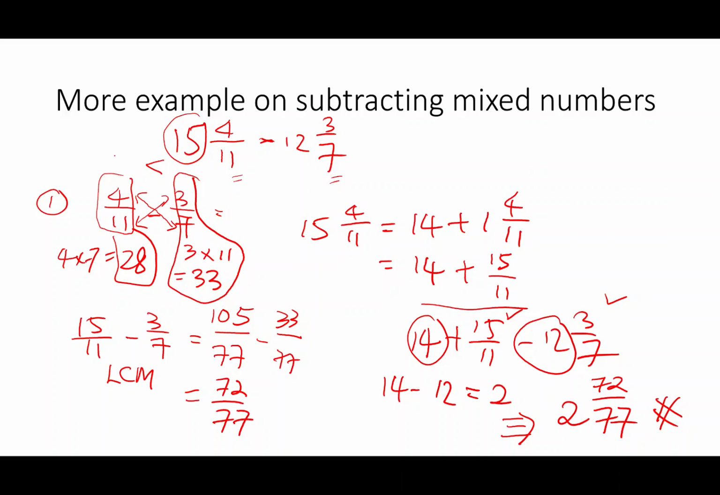As a summary, we first determine whether the first fraction is larger or smaller than the second fraction. If it's smaller, we have to borrow 1 from the whole number. After that, we follow the same procedures. We do the fractional part first, then we do the whole number secondly.